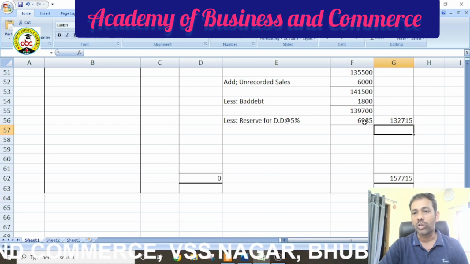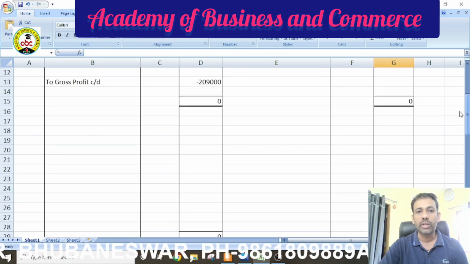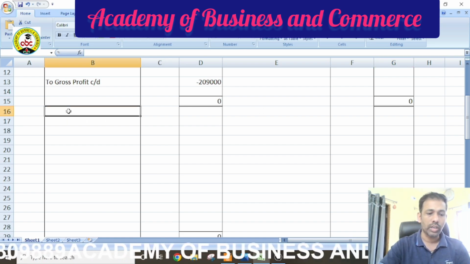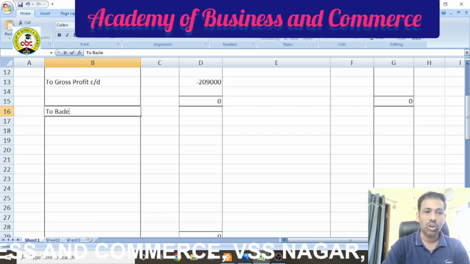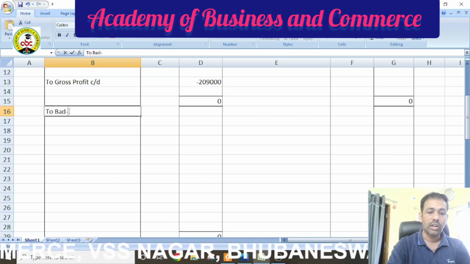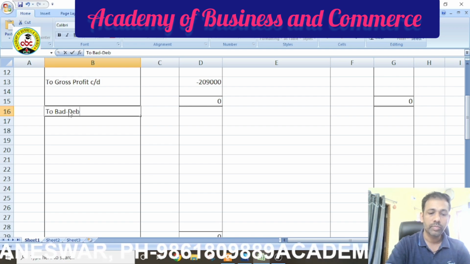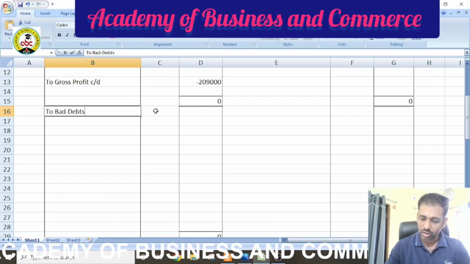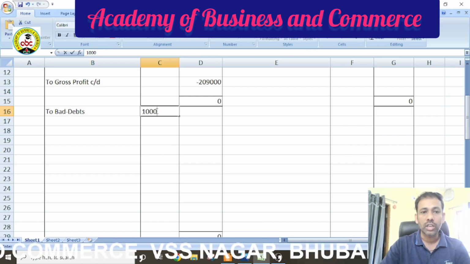And the same thing which we have to deduct from here, we have to take it in the PL account debit side as an adjustment. So first we have to take the bad debt which is already given within the trial balance. That amount, bad debts amount which is given within the trial balance, that is 1,000. We take it in the inner column.